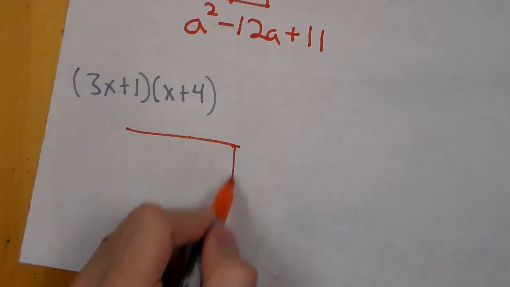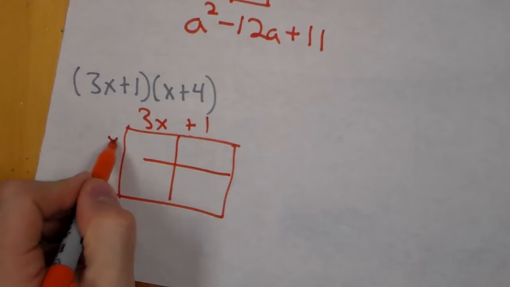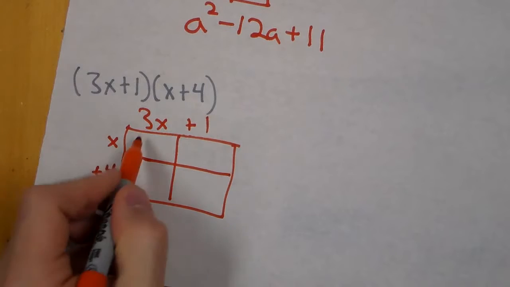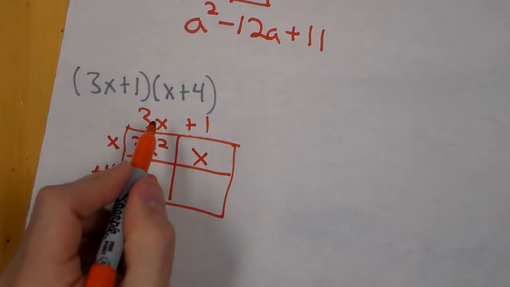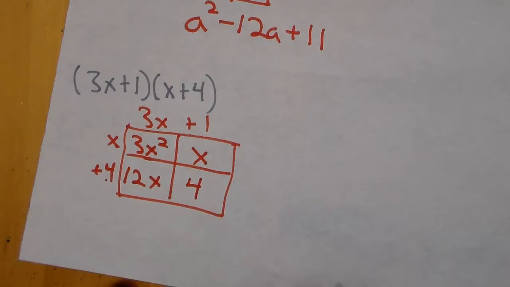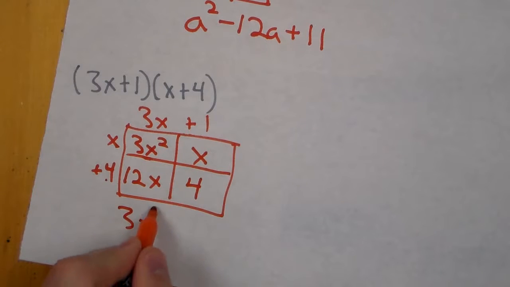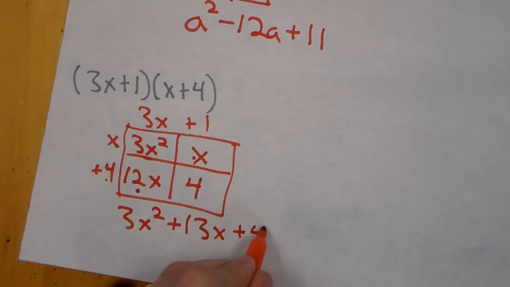Last one on this page for me at least, it's going to be 3x plus 1 and x plus 4. We get 3x squared, x and 1 is x, 3x and 4 is 12x, 4 and 1 is 4. So that's going to be 3x squared plus 13x from 1 and 12, plus 4.